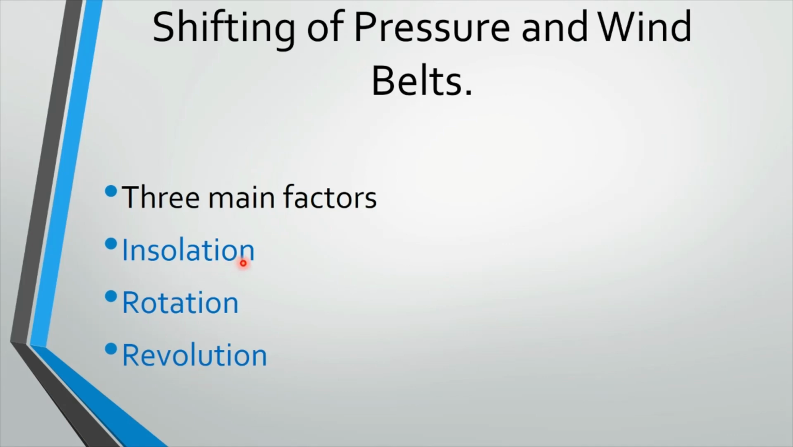Okay, insolation means the temperature, the radiation of the sun's rays affecting the surface of the earth, that is about the temperature. Next is rotation. I told you dynamic effect, rotation, Coriolis effect, these are all. Again revolution. Third factor is revolution. Due to revolution we are having seasonal changes. Due to rotation it is rotating by itself on its own axis, and in revolution the earth revolves around the sun. Okay, these are the three factors for the shifting of pressure and wind belts.